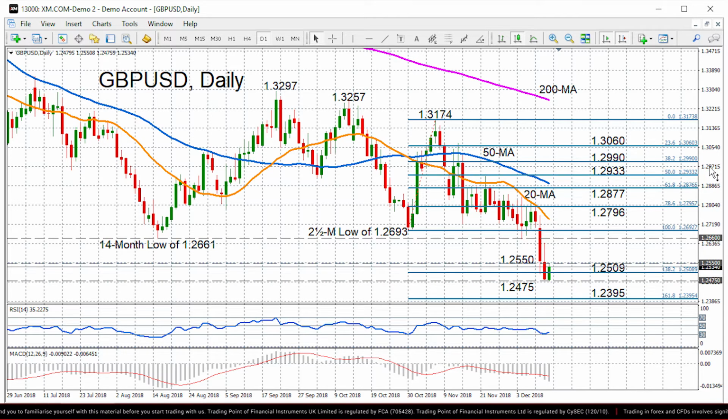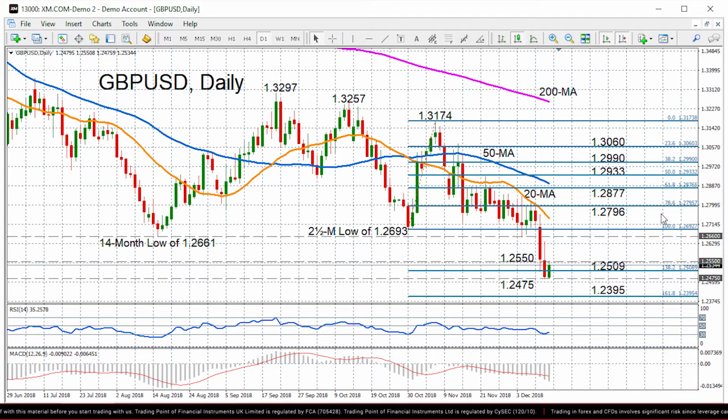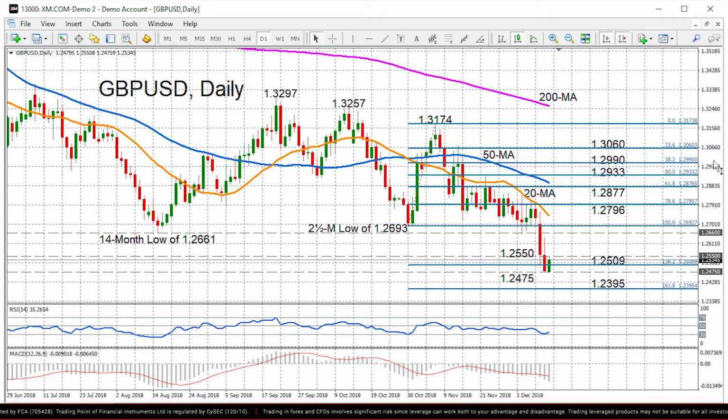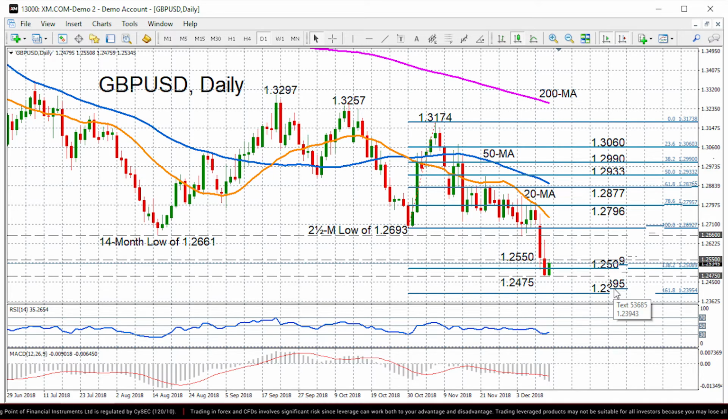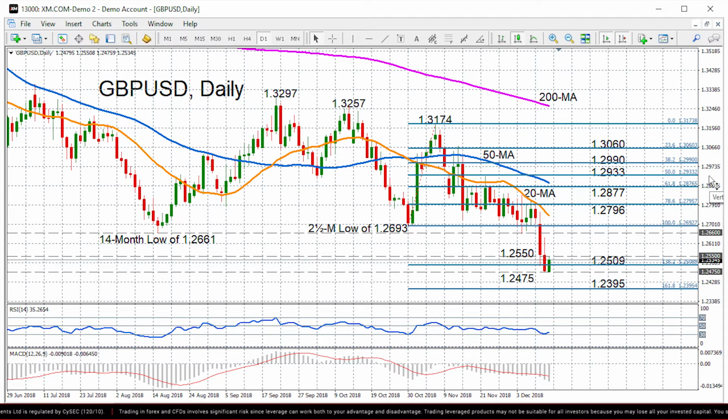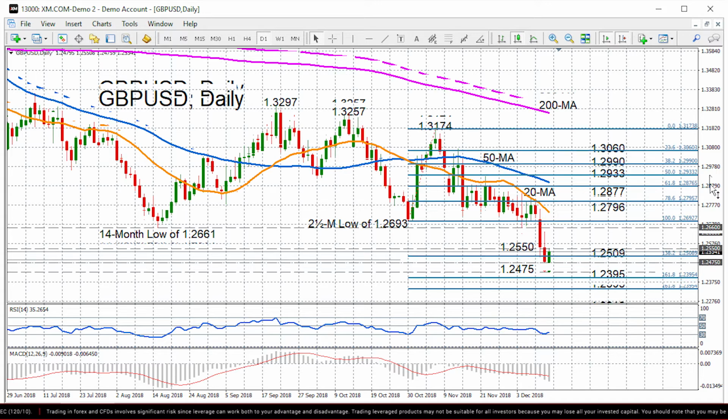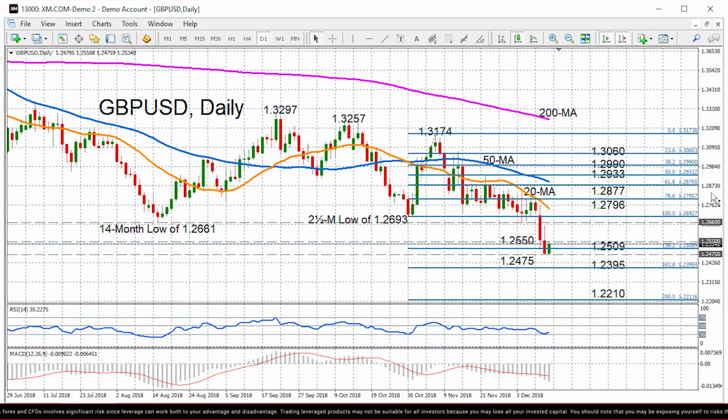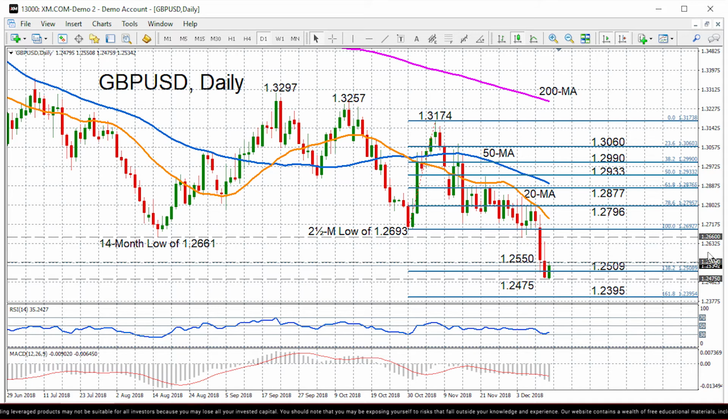Breaching that support, we could then see the pair heading towards the 161.8% Fibonacci extension of the up leg from 1.2693 to 1.3174, and so that's just below the 1.24 handle, and then a break below that level, we could then see the 1.22 handle coming into focus. So 1.2210 is the 200% Fibonacci extension.